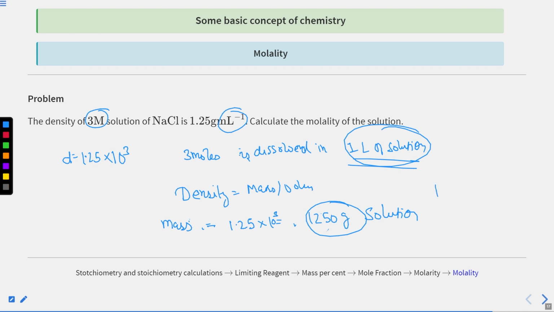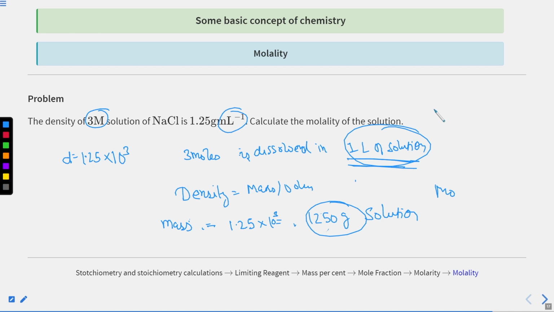Now you have to calculate the molality. How will you calculate it? For that, you have to calculate the amount of water, or the volume of water, that is present, again in 1 liter of solution. So in 1 liter of solution, how much mass of water is present?